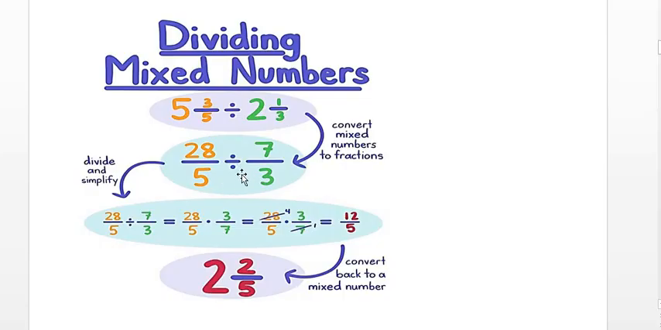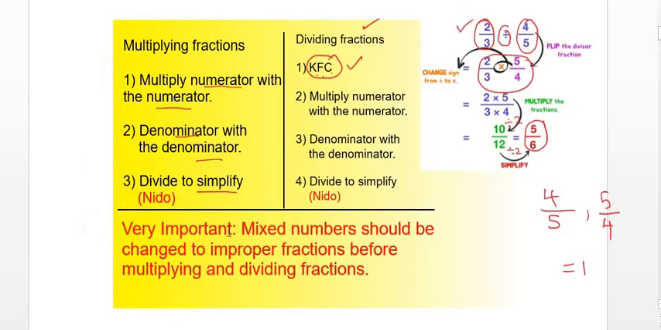What if we have mixed numbers? Remember, here I wrote that it's very important whenever you want to divide or multiply mixed numbers, you should change them into improper fractions first of all, and then you can proceed. If it's a multiplication, then go for these steps. If it's a division problem, then go for these steps. Clear? So here's an example.